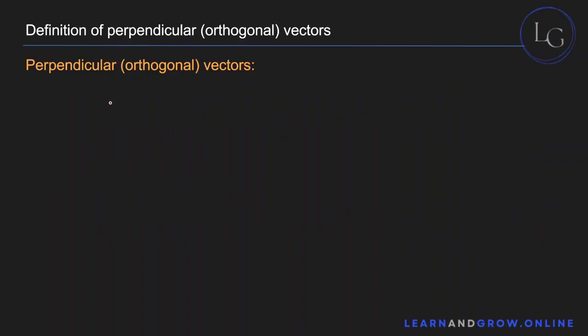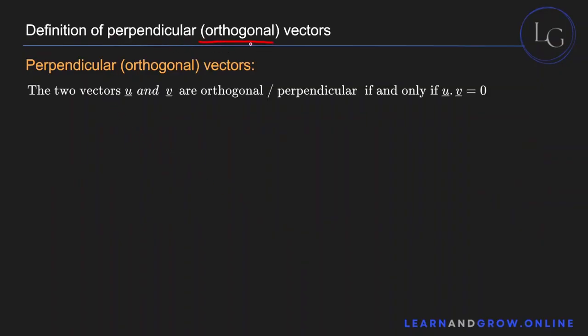Now, the definition of perpendicular or orthogonal vectors. The two vectors u and v are orthogonal or perpendicular if and only if u dot v is equal to 0. How will it be 0?